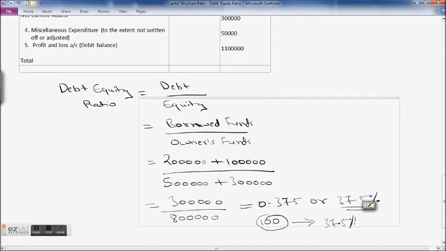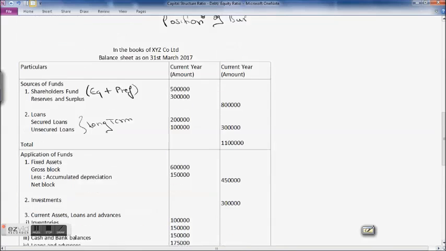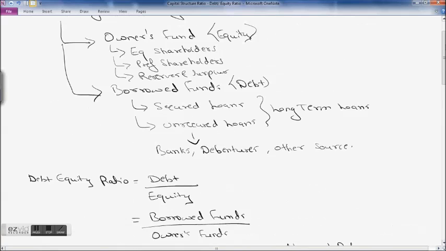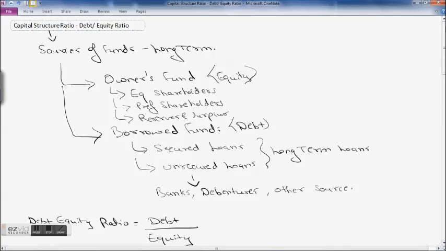So this was about a debt equity ratio. It is one of the important capital structure ratios, which helps us to understand the long-term solvency of a firm or an organization. Thank you.